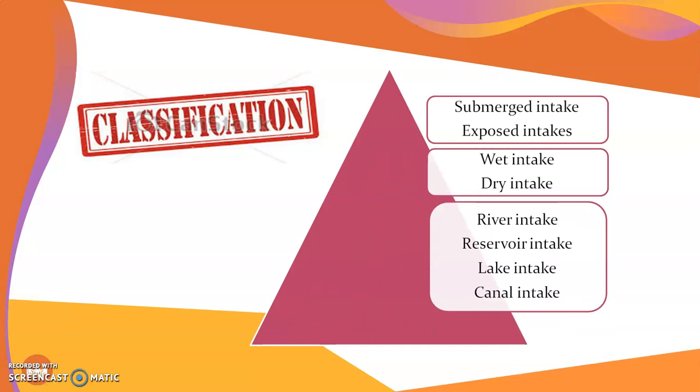Now, the classification of such structures. Intake structures are generally classified on three different heads. First is based on the position, whether it is submerged or exposed. Submerged intakes are those which remain underwater during most of the time of their operation, while exposed intakes are those which are open to the ambient atmosphere.